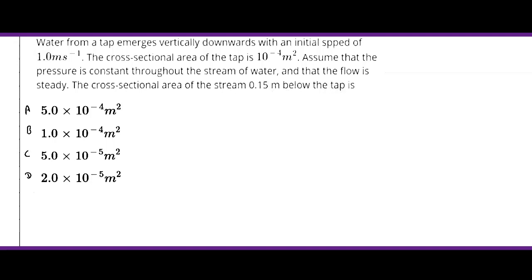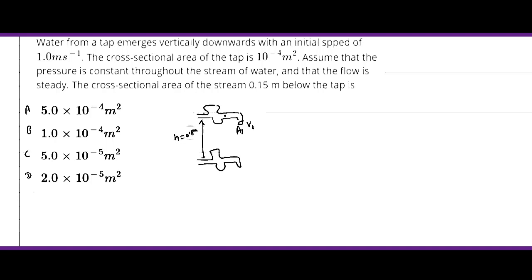So the question is saying that we are having a tap over here. This is the tap, and initially the velocity of water emerging from this tap is V1, with cross-section area A1. Now the water has fallen by a height, this total distance we have been given. Suppose h is equal to 0.15 meter.